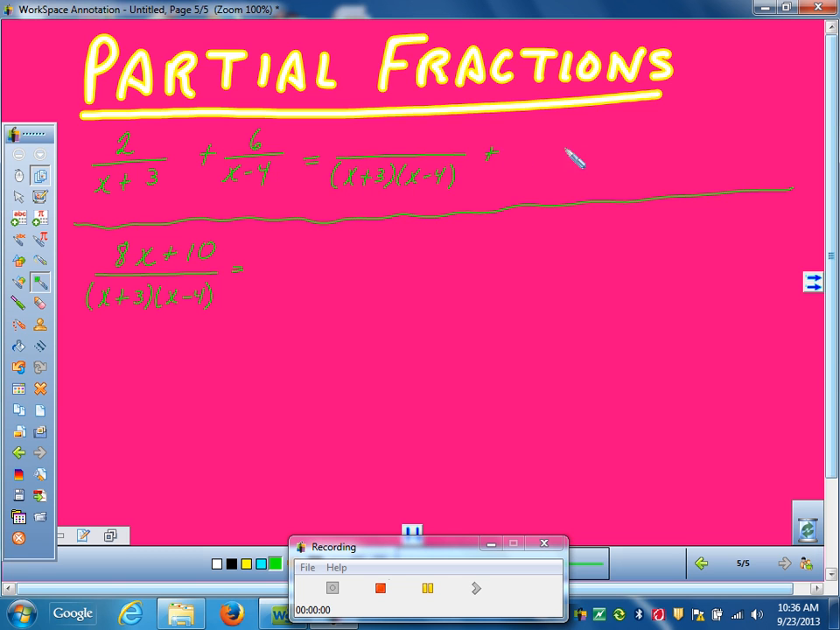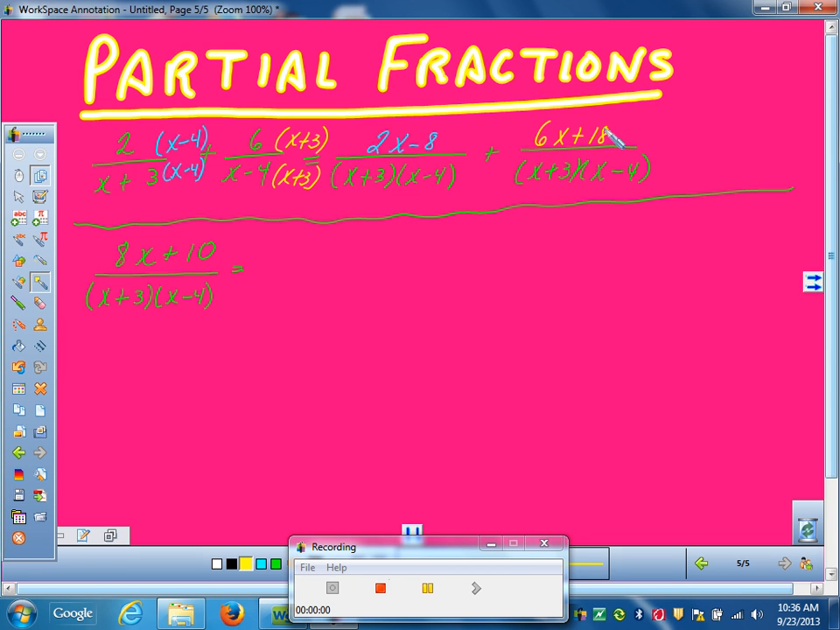And so we would do that, which means we would take the first fraction times what? Times the x minus 4, and I would get 2x minus 8. And then I would take the second fraction times x plus 3, and I would get 6x plus 18.